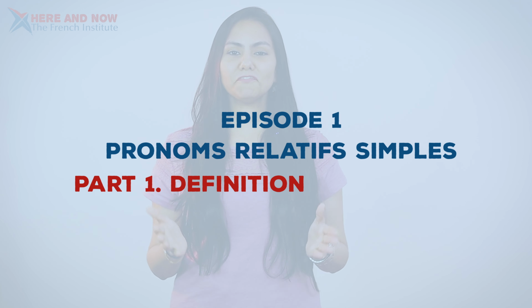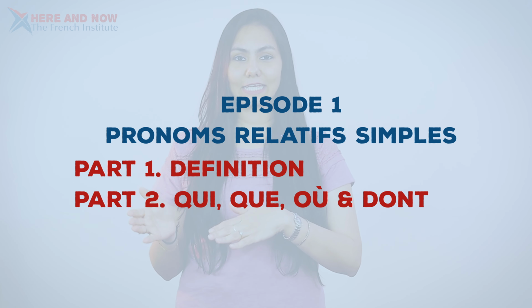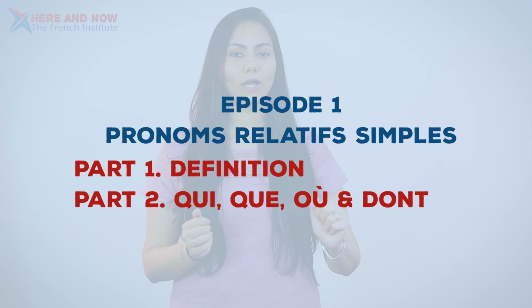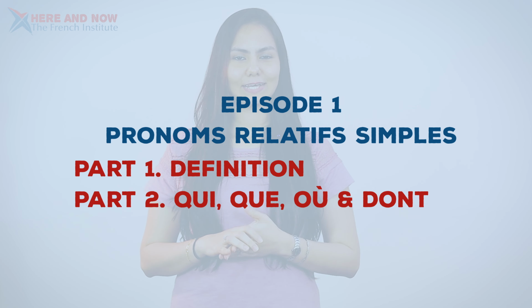This episode is divided into 4 parts. Part 1, the definition of pronoms relatifs. Part 2, the only 4 pronoms relatifs, which are qui, que, où, and dont. Part 3 is how to use them. Let's see some examples. Now let's start with part 1, the definition of les pronoms relatifs simples.